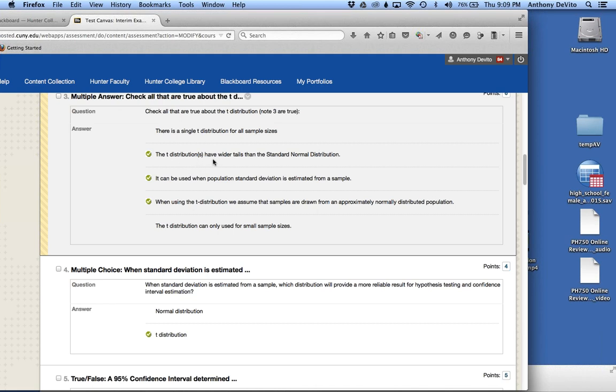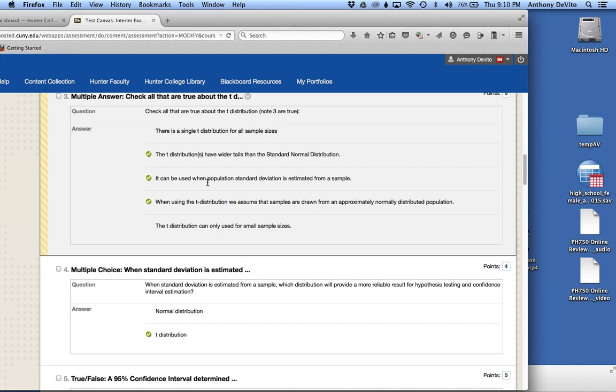Next, the T distributions have wider tails than the standard normal distribution. That's true. That's the reason why the T has to be further out. The T distribution is more spread out. There's more area in the tails than in the normal distribution. That's why you need a bigger difference in T, a bigger T value, further away from the mean in order for you to get only 5% left in the tails.